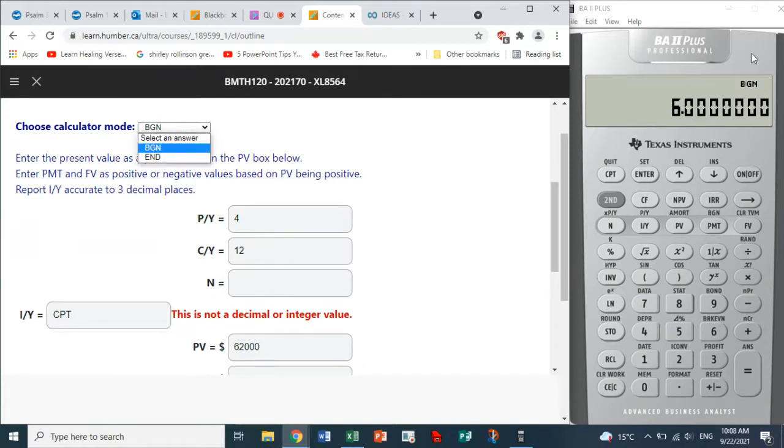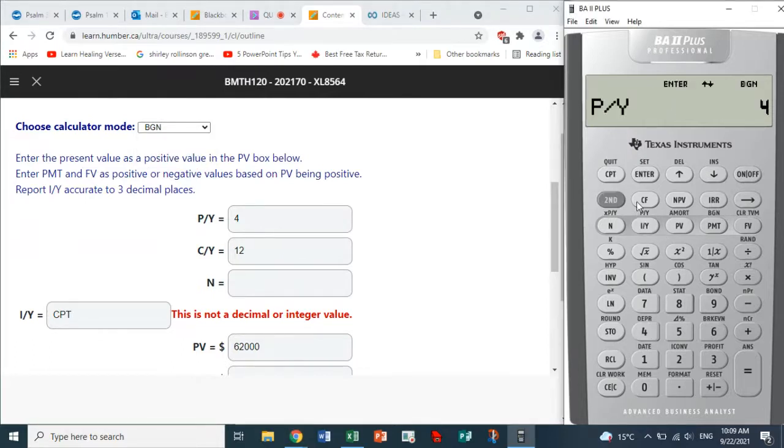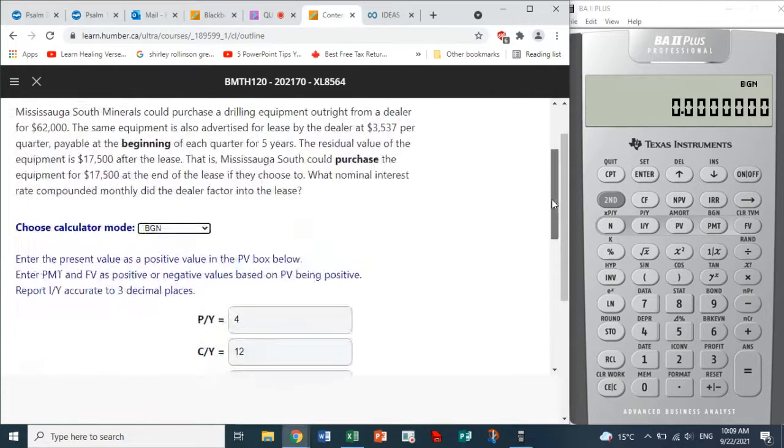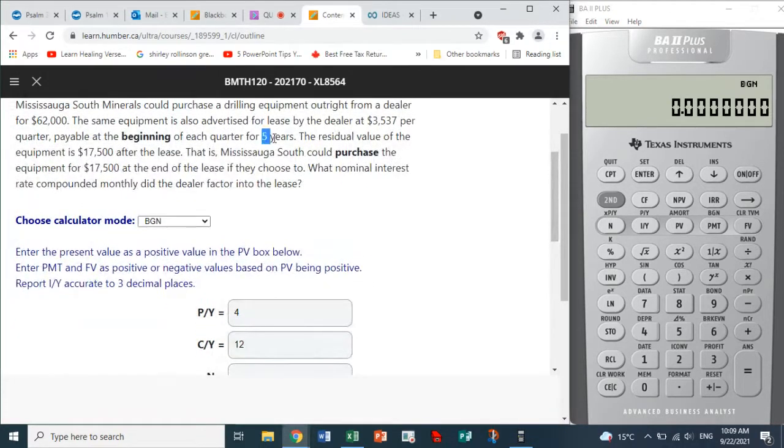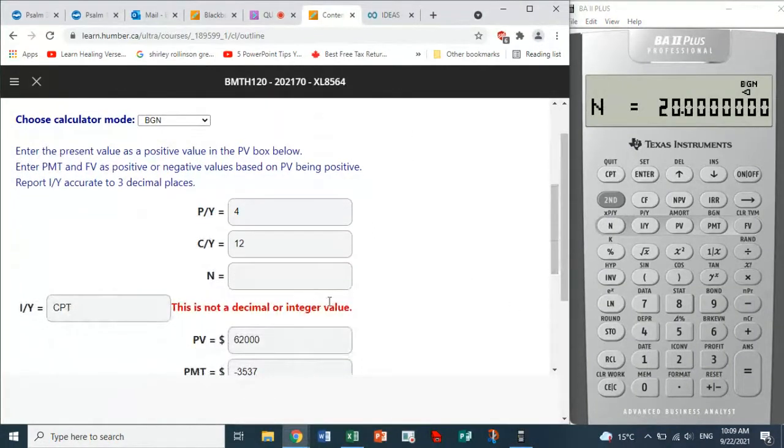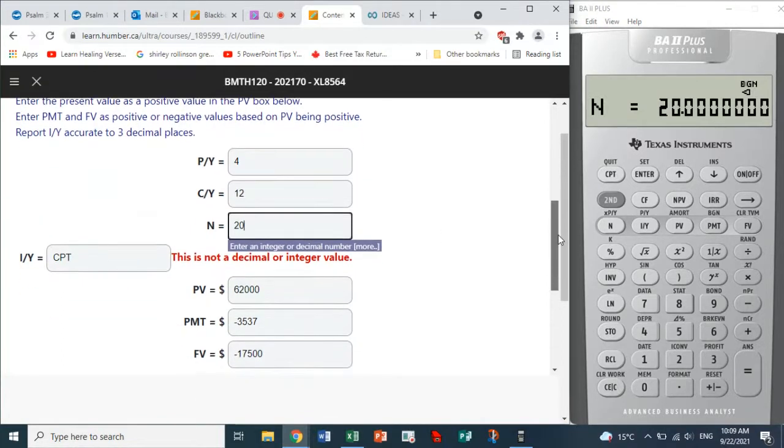Okay, so let's start. We should have the calculator in begin mode, and it is in begin mode. At the top right corner, we see BGN. All right, so second IY, and we have the 4 in there, and then CY is 12. It's also 12, so we don't need to worry. Okay, so we get out of there. And it's for how many years? I think it was for 5 years. So now we go 5, second, N, and N turns out to be 20.